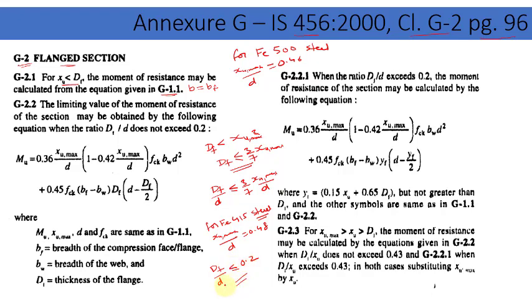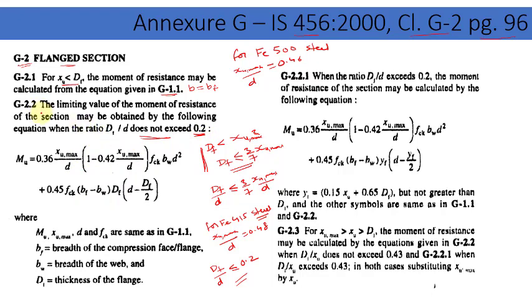So what do you mean by this? It means that dF by D is not exceeding 0.2. So you read this clause. It is saying that the limiting value of moment of resistance of this section may be obtained by the following equation when the ratio dF by D does not exceed 0.2. So it is actually talking about this case. I hope it is clear why the 0.2 is coming. So you can use this.